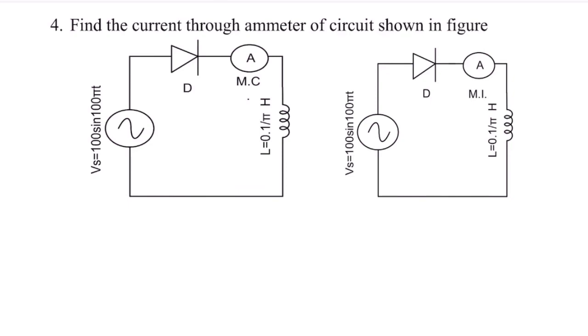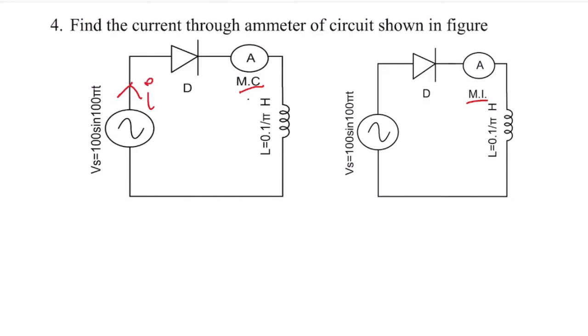Find the current through the ammeter of the circuit shown in the figure. If you clearly observe these two circuits, one is an MC meter and the other is an MI meter. As you know, an MC meter reads the average value and an MI meter reads the RMS value. Now, the difference is that one will read average and the other will read RMS.